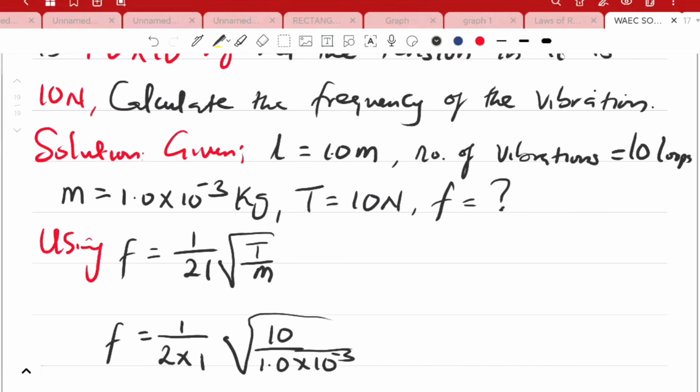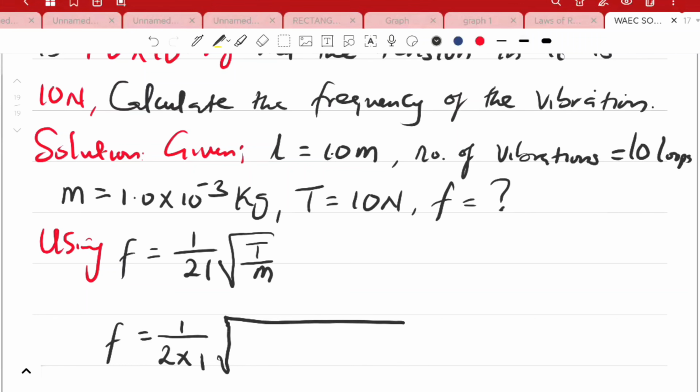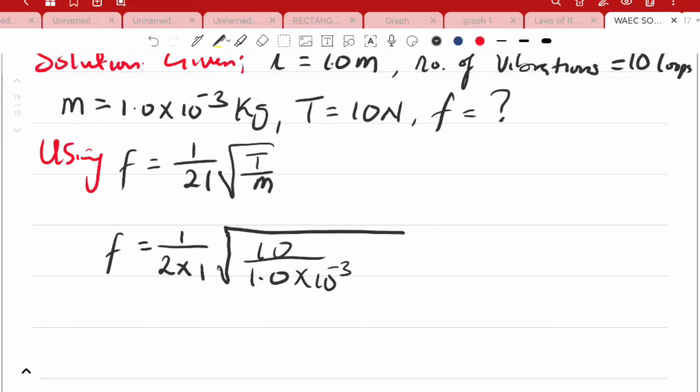So, solving this further, our F, let's rewrite this please. Square root of 10 all over 1.0 times 10 raised by minus 3. Are you getting the gist? So, from here, our F will now equal 1 over 2 multiplied by the square root of 10 divided by 1.0 times 10 raised by minus 3 will give us 10 raised by 4.